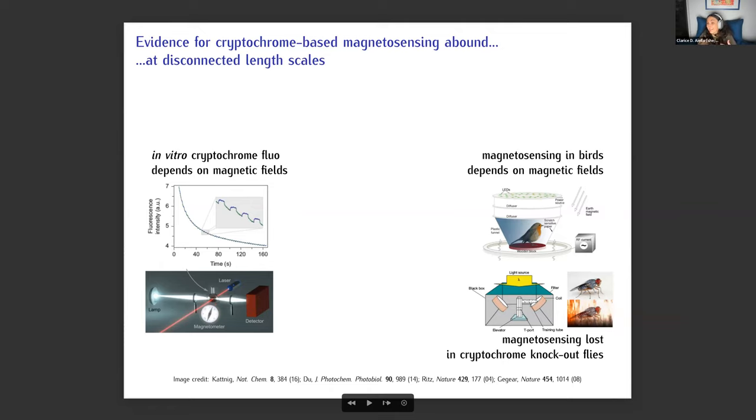You're basically killing the protein with the light. You're photodamaging the protein. This is called bleaching. It's okay. It's not a problem. But as the researchers turned a magnetic field on and off, they saw the fluorescence levels following the magnetic field profile, as you can see in the inset.